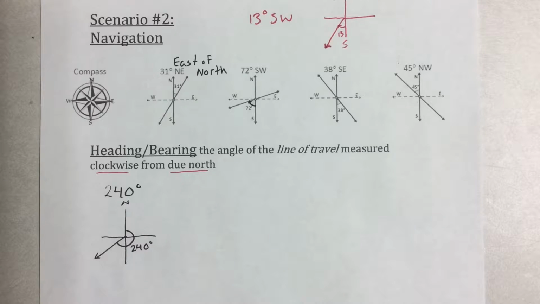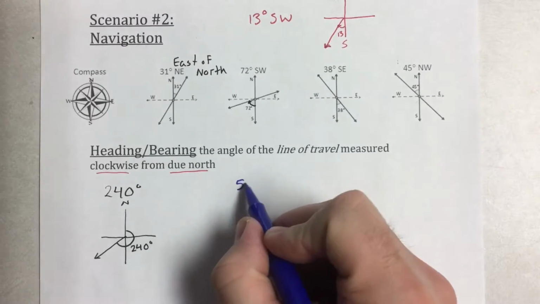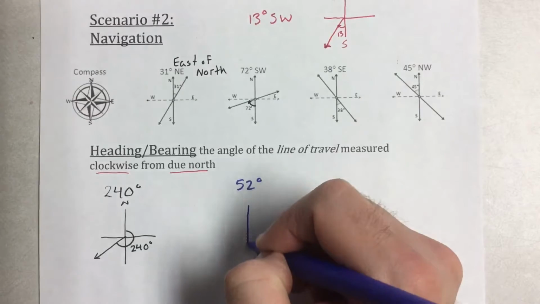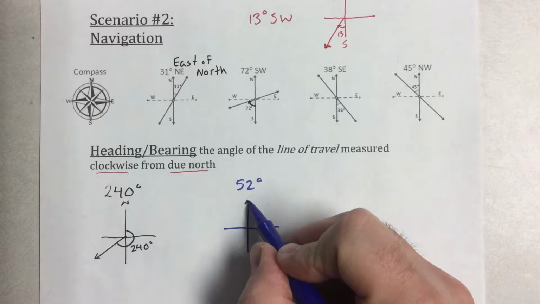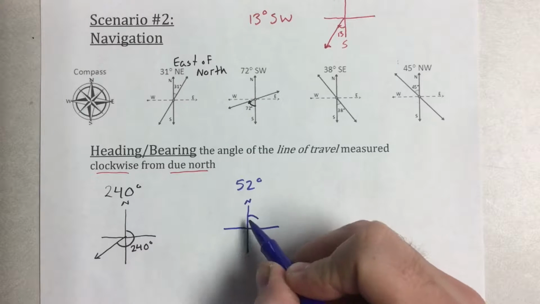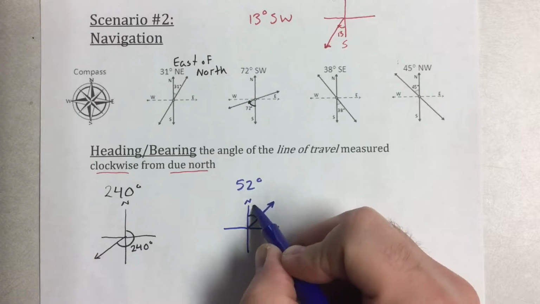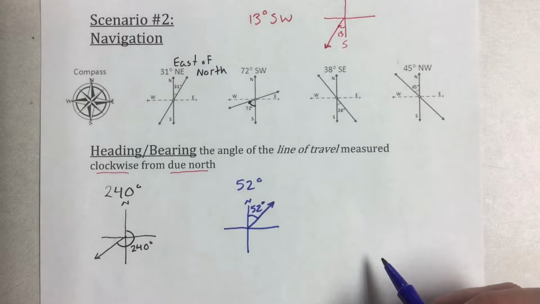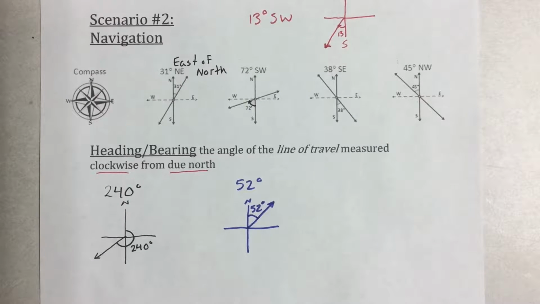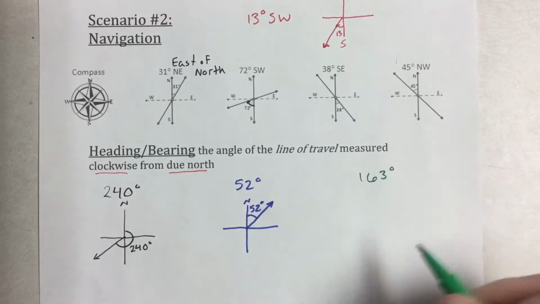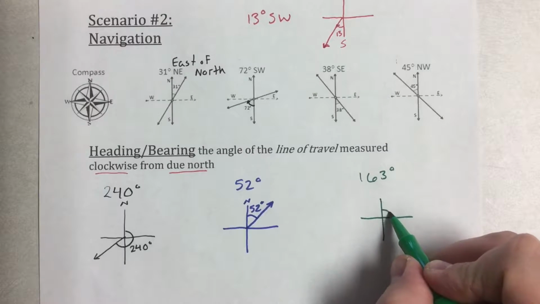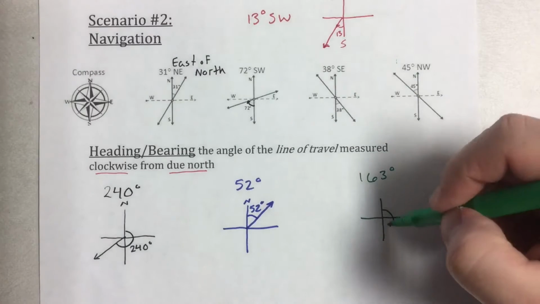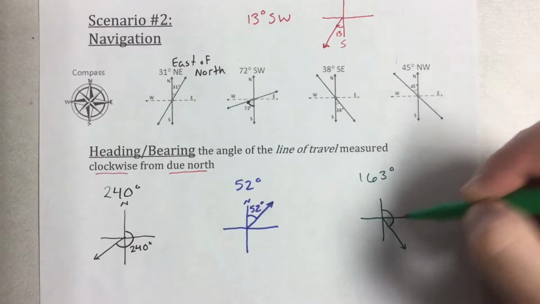So let's imagine I have a bearing of 52 degrees. So we create our marker. So 52 degrees from the north. Well, I'm not even past this first region yet. So we have 52 degrees. Okay? And then for the last, what if I had 163? A bearing of 163. So we make our marker. So we have 90. And not quite 180, so we would be heading in this direction.